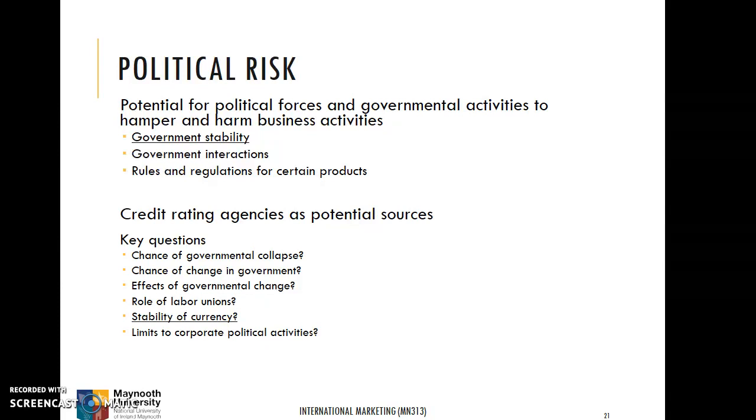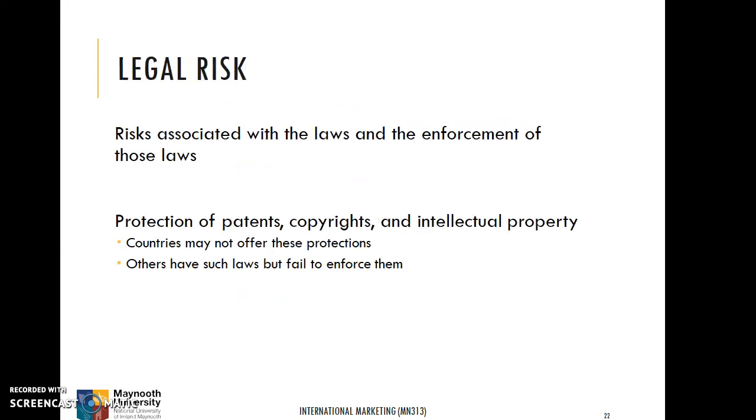So government stability is important, government interactions, as well as the rules and regulations that exist. Things such as credit rating agencies as potential sources, but also key questions that you'd have to ask yourself: is there a chance of this government collapsing, chance of change in the government, effects of government changes, labour unions, stability of currency, and limits to corporate political activities.